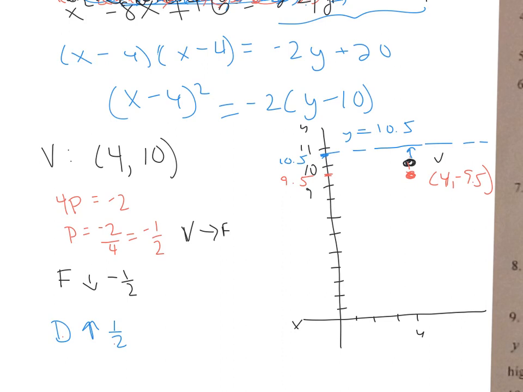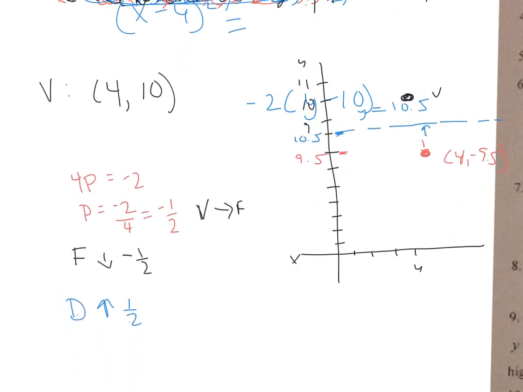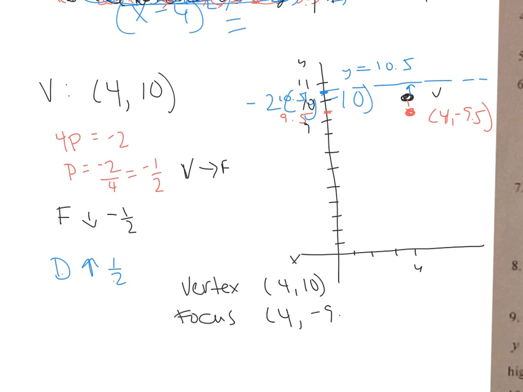So I have my vertex is 4, 10. Focus is 4 comma positive 9.5. I think I have negative over here. That should be positive. I'm not sure why I wrote negative. So this is positive 9.5. And my directrix is y is equal to 10.5.